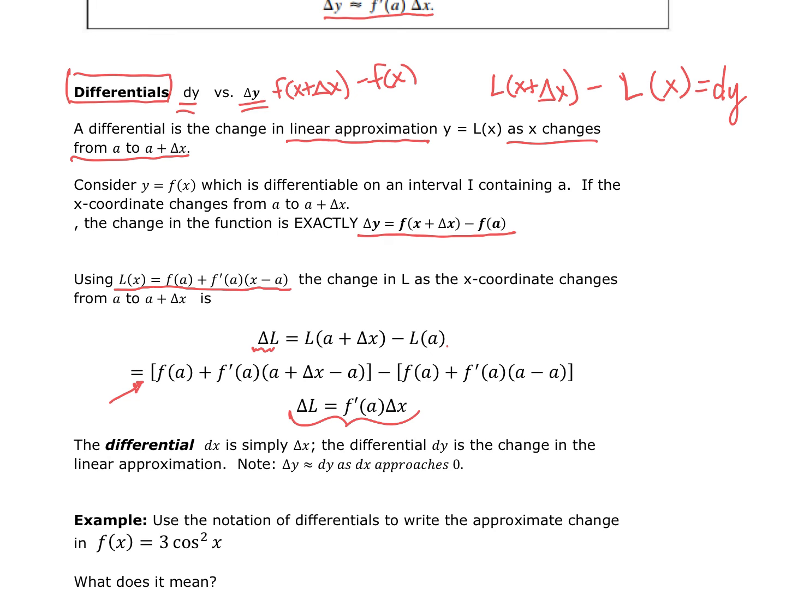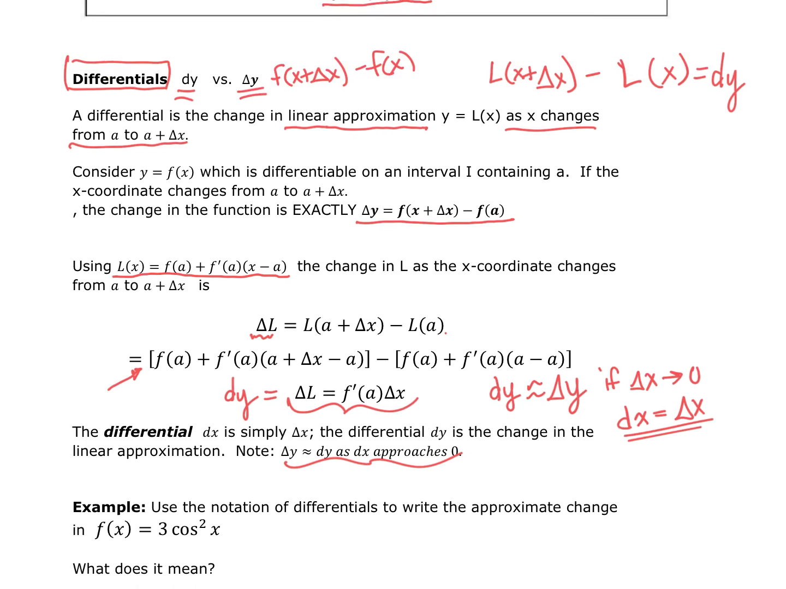So the differential dy is the change in the linear approximation. So we're going to call this dy. And you can see that dy, and this is where that interactive figure is just really important. Dy and delta y are really close together as long as our delta x is getting close to 0. Quick note here, dx and delta x are always exactly the same. Those are the same thing. They mean exactly the same thing.